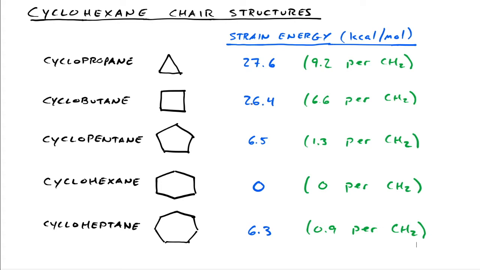energy. The number in green is that value for strain energy divided by the number of CH2 groups in the molecule. So for cyclopropane, 27.6 divided by 3, because there are 3 CH2 groups, is 9.2. And so these values are present for all of these rings that we have here. So cyclopropane and cyclobutane are substantially strained. Cyclopentane and cycloheptane each have a little bit more than 6 kcals per mole of total strain energy.